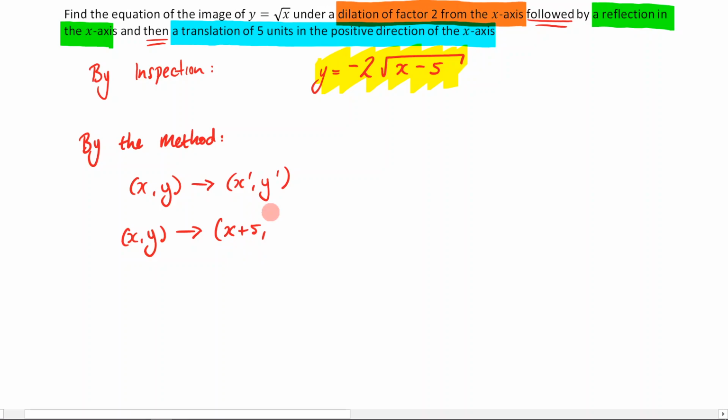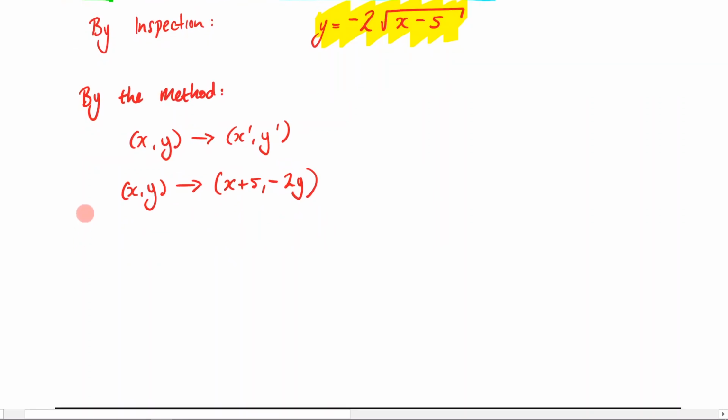And I know that my new y position, well, y dash, I have a dilation of a factor of 2 from my x-axis. So remember, when you're dilating from the x-axis, that affects your y. So it's going to be 2y. And I also have a reflection in the x-axis, and that also affects my y. So it's going to be negative 2y. The next thing that I do, having done that, is create equations. So I know that x plus 5 is equal to x dash. And I know that negative 2y is going to be equal to y dash.